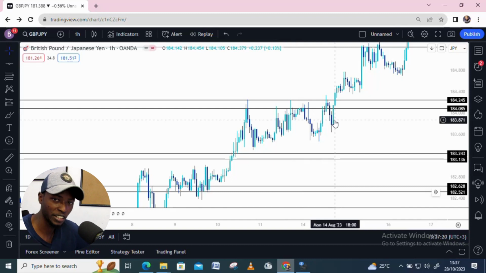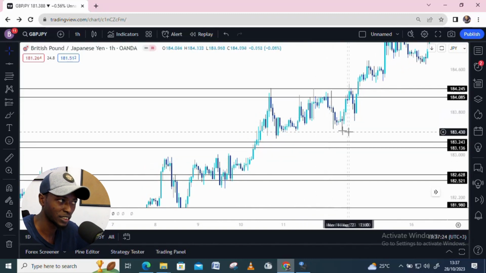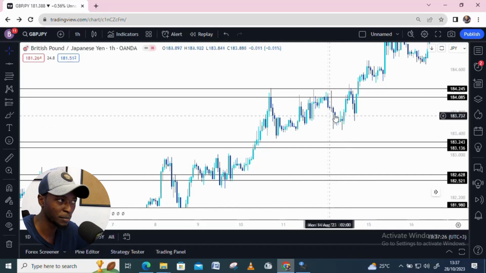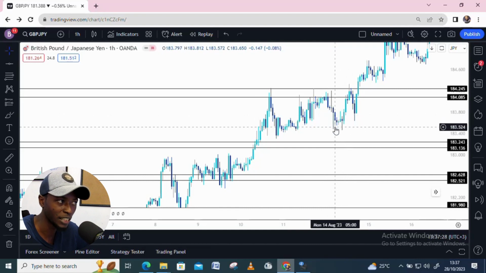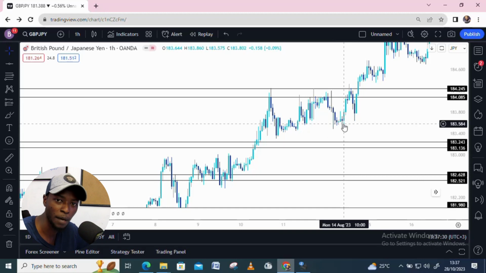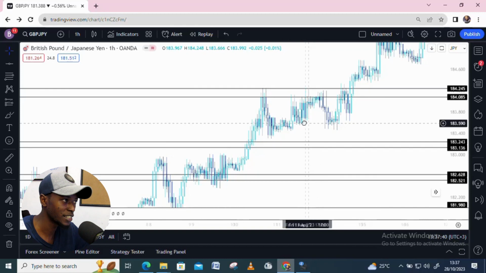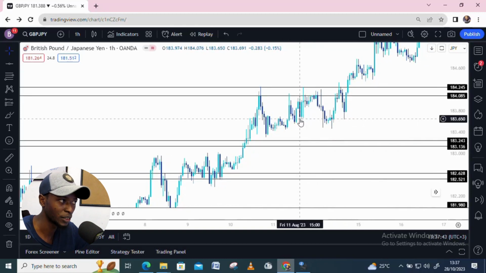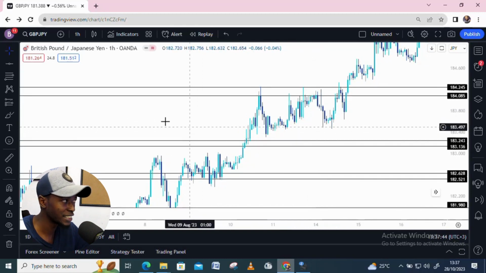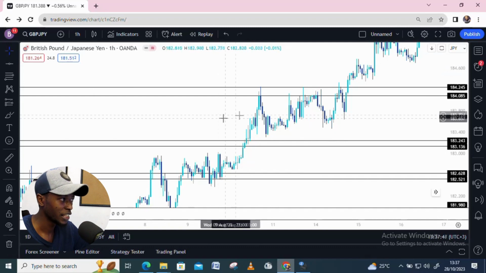The second way of identifying a support and resistance zone is through weak rejections. As you can see, price is rejecting from the downside. Weak rejections are basically points in which price reaches but is rejected before the close. So this is a weak rejection. So we can be guaranteed that there is a support zone.